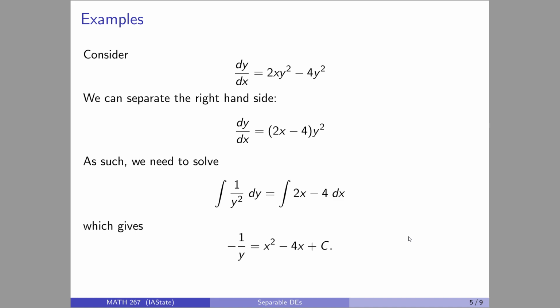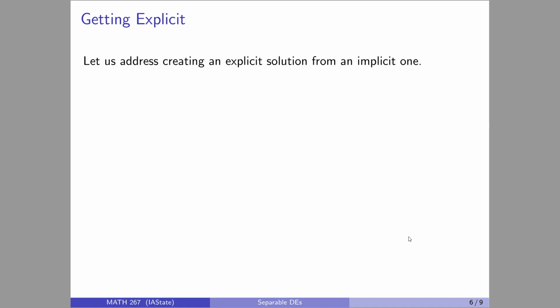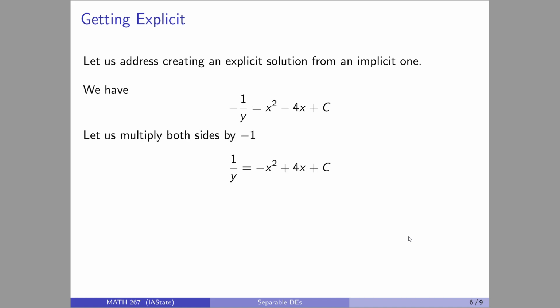and I can make it explicit. So let me do that. But before I do that, we do want to be very careful about how we go about solving for y, because it's very easy to make some rookie mistakes right now. Okay. All right. So let's address some things that we want to be careful about. So we have this. First thing I want to do, let me multiply by minus 1, both sides of the equation. Okay.